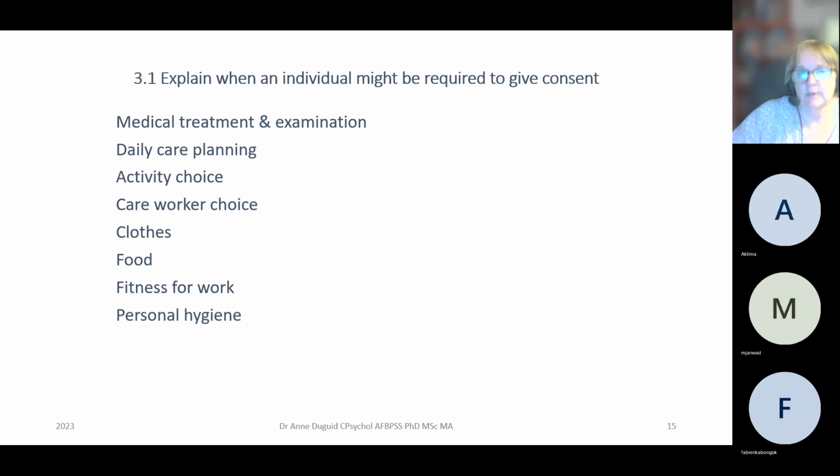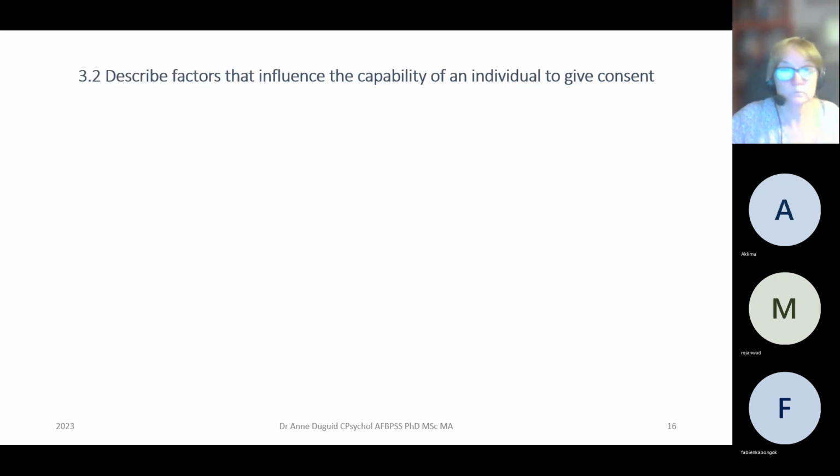Personal hygiene. If you're having to clean anyone, wash their hair, brush their teeth, put them in the bath, cut their toenails, anything like that, then you need to check. You need to ask, because it's about invading a person's body if you do not ask. And accommodation, where they want to stay, who they want to stay with. Are they happy there? Do they feel safe there? Do they like the place?